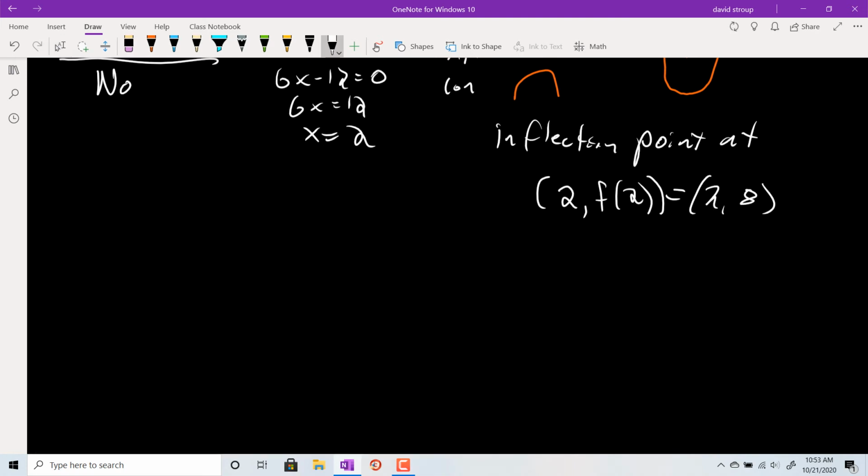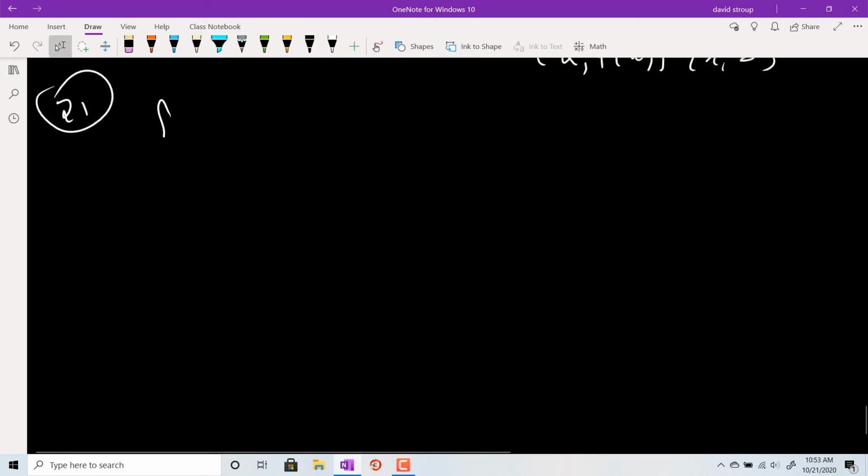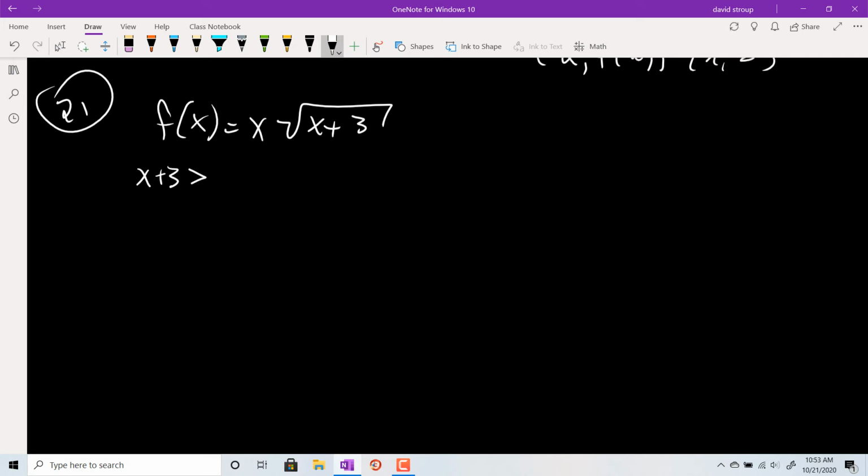Okay, let's look at another. This one's a little harder in my opinion. We have f of x equals x times the square root of x plus 3. This has an implicitly defined domain. We need to make sure x plus 3 is greater than or equal to 0. So our domain is going to go from -3 to infinity. And so when we go to our number line, we need not consider anything below -3.